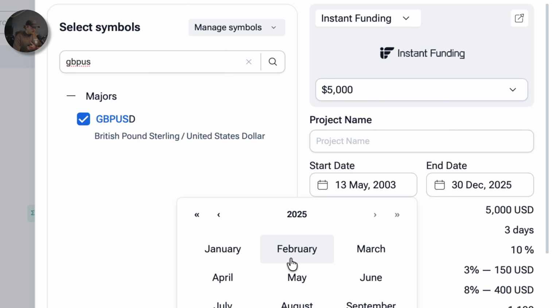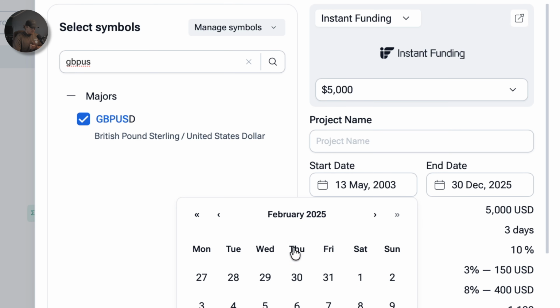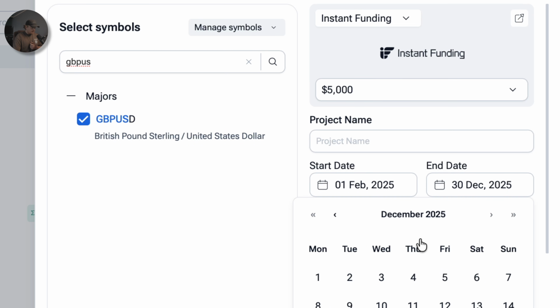Start date will be February. I've already back tested January. So if we start in February, from the 1st, we'll give ourselves a month to try and pass this challenge. So let's do an end date of the 28th of February.